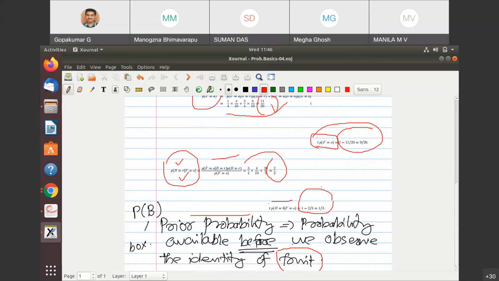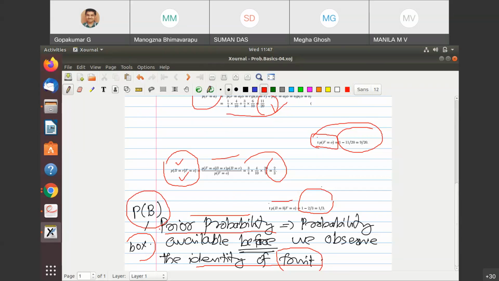In that case, the probability available before we observe the identity of the fruit, we call a prior probability. So in this particular case, suppose the box is already known, then what is the probability that the fruit is apple or orange, whatever it is. That probability is called a prior probability, because it is prior, we know that particular case.